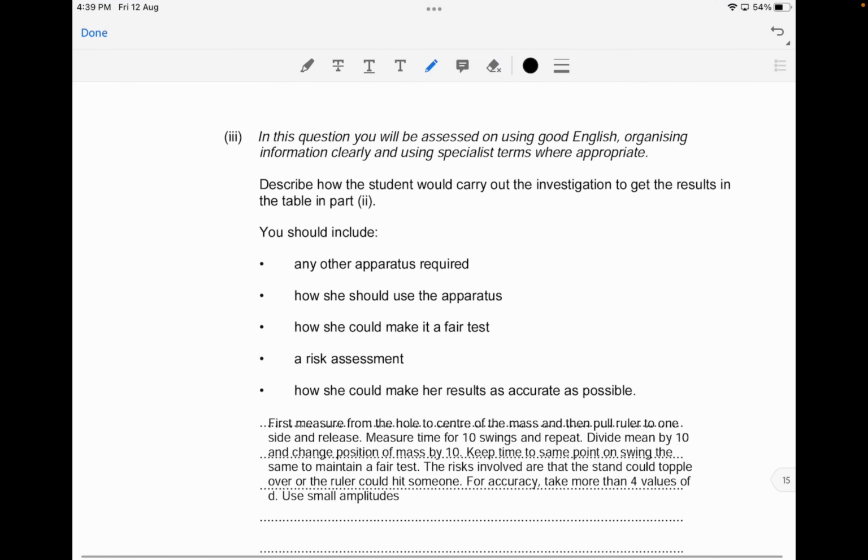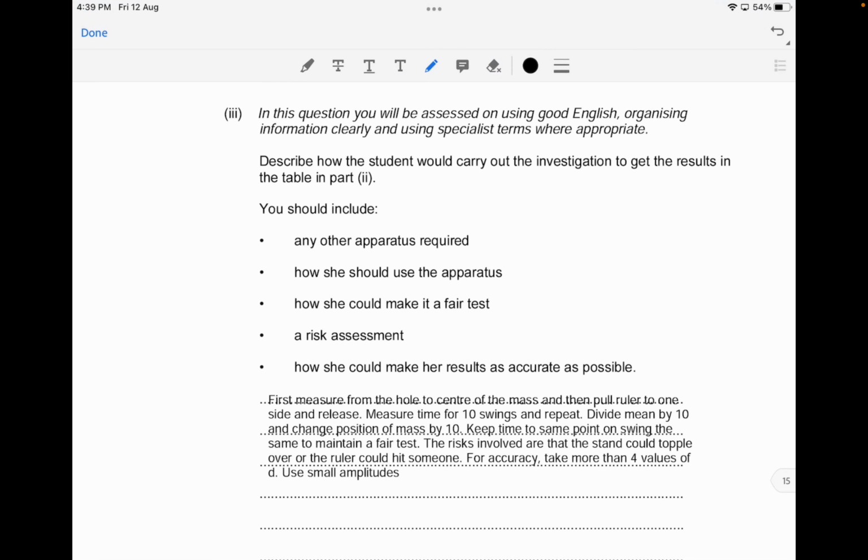Now, the next question is where you have to use good English. I've seen most questions have this, so you guys have to use sentences. Do not use bullet points. Please do not use bullet points for this type of question. Do write it in full sentences, like a paragraph, like how I've written here by typing it down, just to save time.